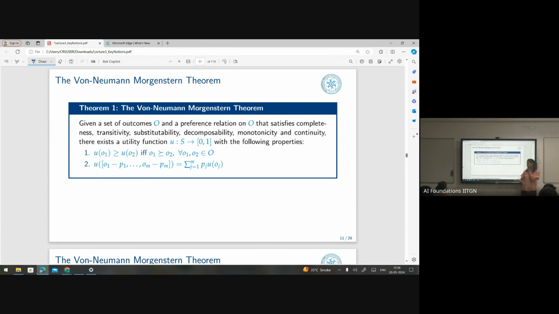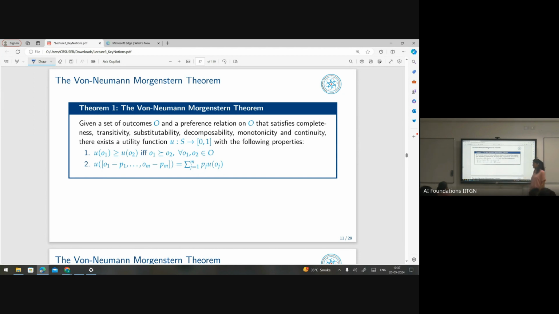So any number I can normalize them and get it to 0 to 1. For me, it represents all possible utilities. And that utility function will satisfy the following 2 properties. What are the 2 properties? The utility of O1, the number that I give for O1, will be at least as much as O2, if I prefer O1 at least as much as O2, for every possible O1 and O2.